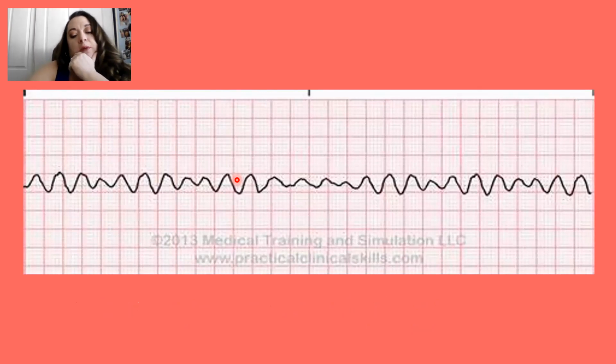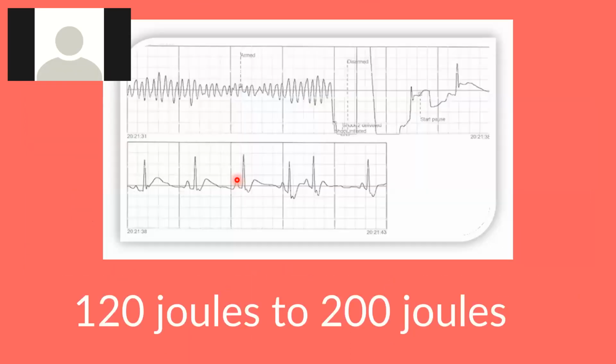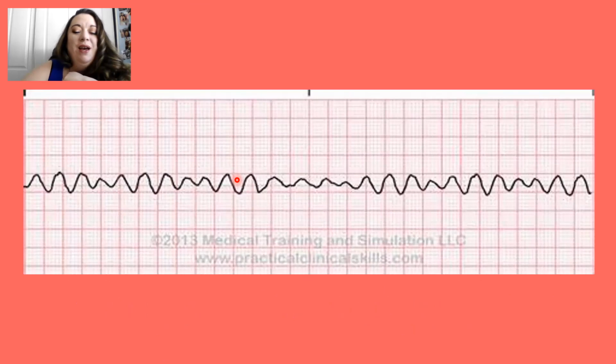Which one's worse if you had to pick, V-fib or VTAC? V-fib. Anything getting closer to a flat line is bad. Okay. So again, we're still going to continue CPR, both rhythms. We can keep giving epi, we can keep doing CPR for both. And these are the 2 that we can shock.